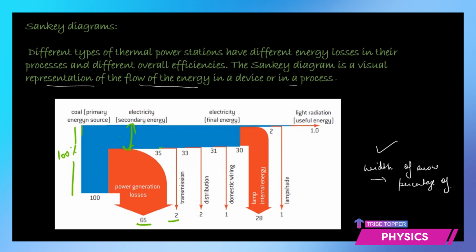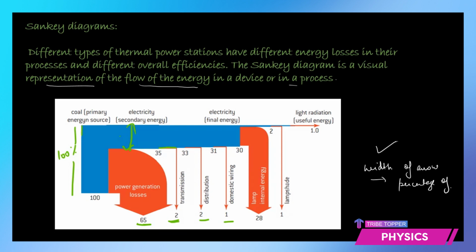Then you have 2% going in transmission losses. That's a thin line because 2% is a small percentage, so that has a thin arrow. Then another 2% lost in distribution, another thin arrow. Then another 1% loss in domestic wiring, another thin arrow.